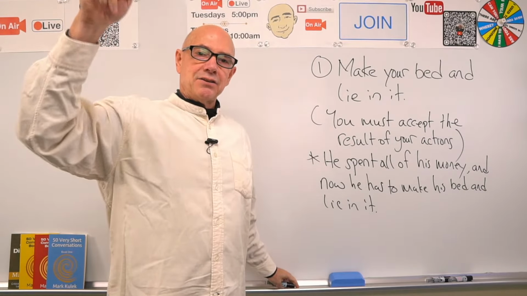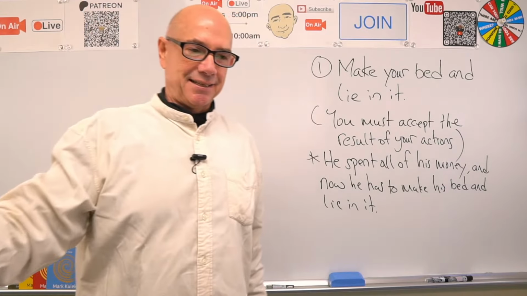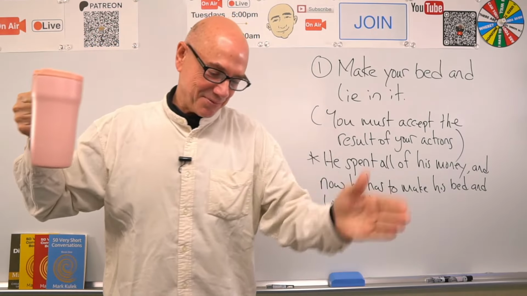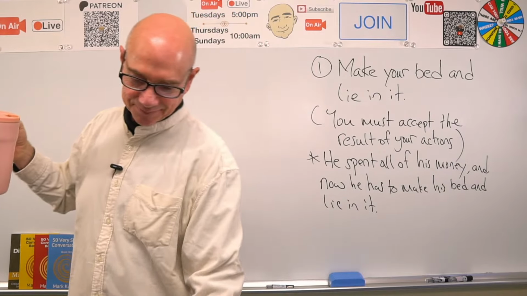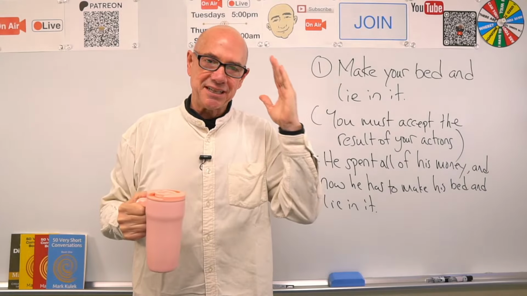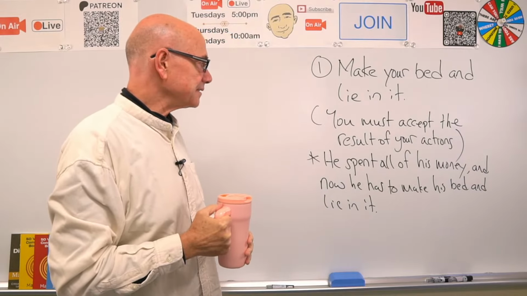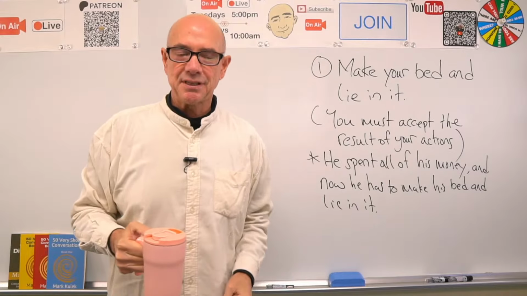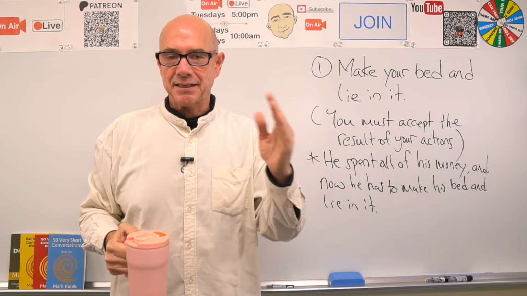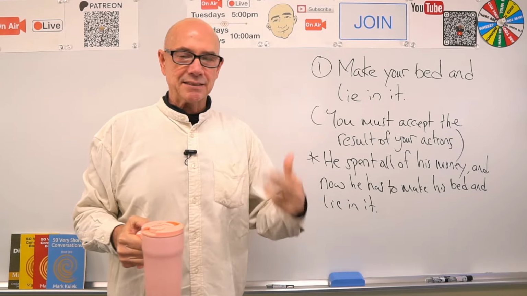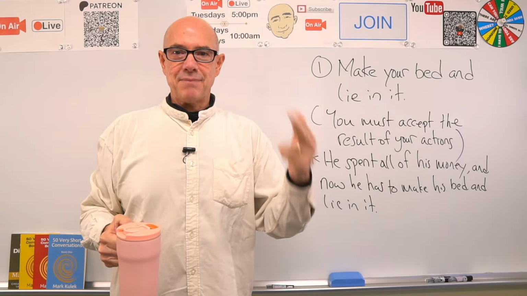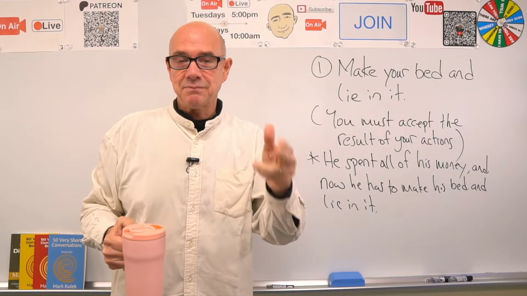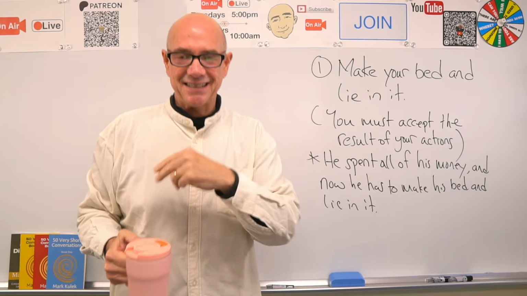Right now you must make your bed and lie in it. Now you have to suffer the consequences. Right, and it's used in a negative way, right? It's not a good result, right? You did something that you shouldn't have, so now you must make your bed and lie in it. You messed up, and now you must make your bed and lie in it. That was a bad decision that you made. Now you must make your bed and lie in it.